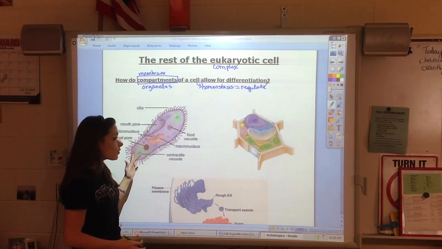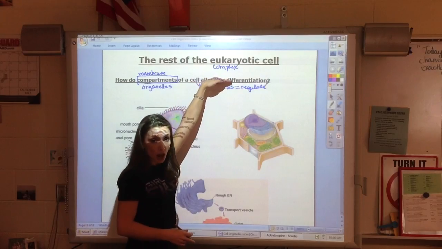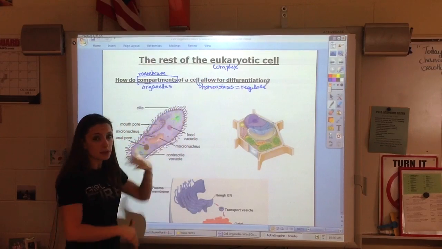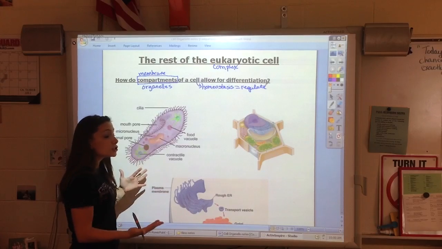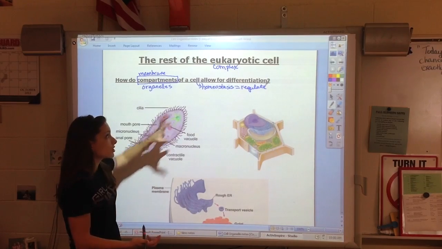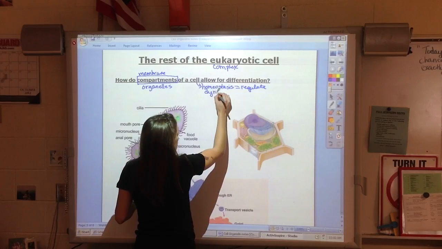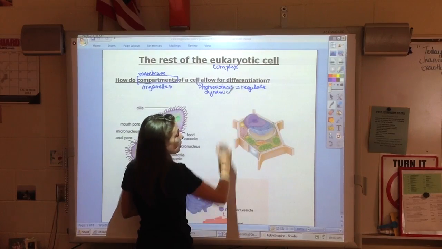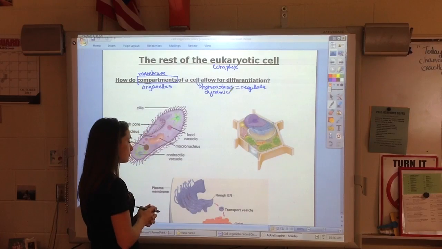So the type of organelle and its function is going to help the cell have a specific job, but it's also going to help the cell control what's happening inside, especially if the environment is changing. So keeping in mind that homeostasis is what's known as dynamic. The environment is always changing and the cell has to be able to respond.